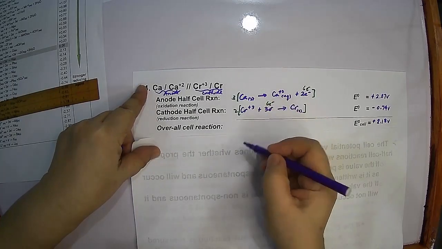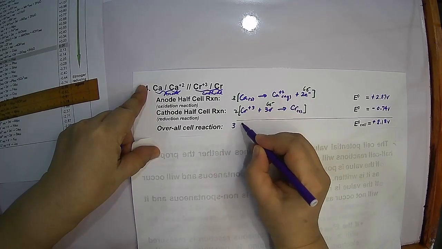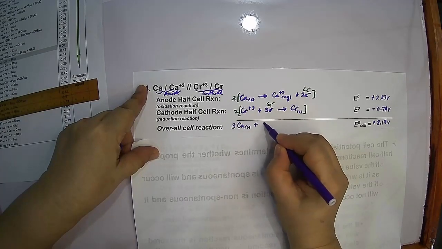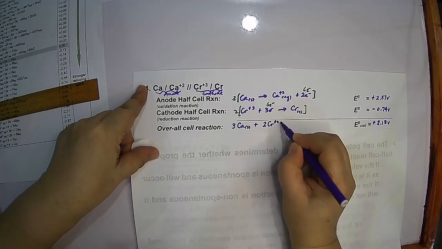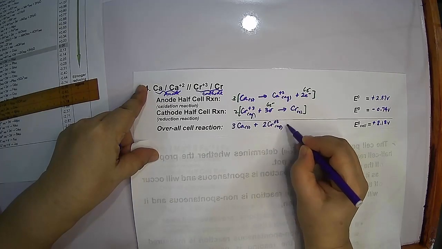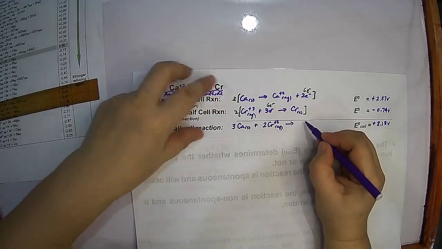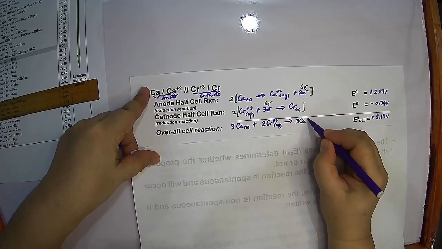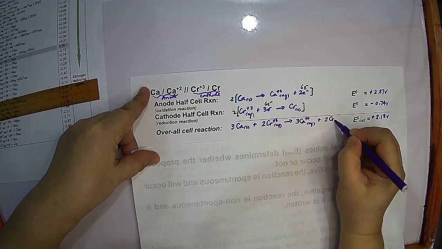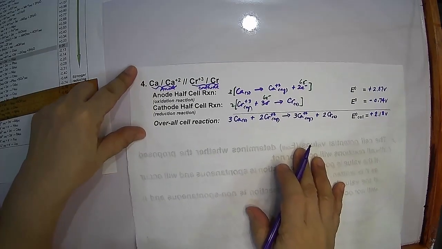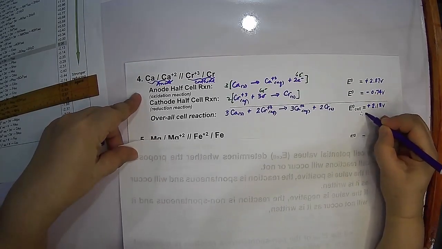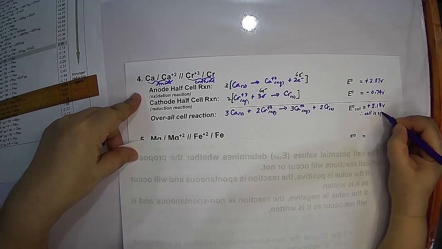Okay, so we have now the overall reaction: 3 moles of calcium plus 2 moles of chromium ion would give 3 moles of calcium ion and 2 moles of chromium in solid state. That would be your overall cell reaction, and the cell is spontaneous. Therefore, the cell is spontaneous.